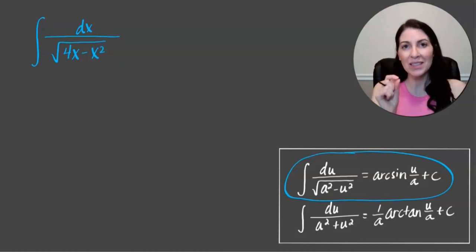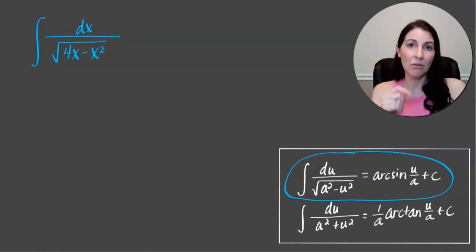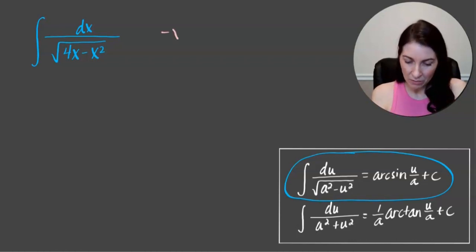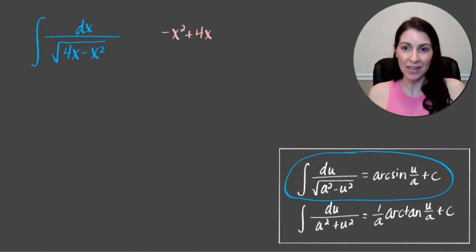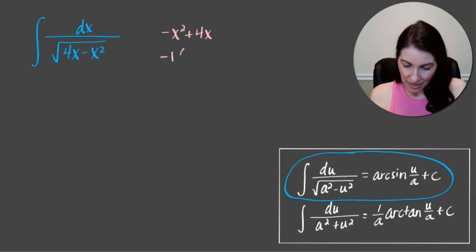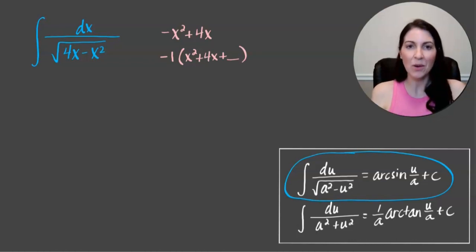I want to complete the square with what is underneath the radical, so the radicand. And what I'm going to do is flip those terms around and write it as negative x squared plus 4x. Now, in order to complete the square, I do need the coefficient of x squared to be a positive 1. So I'm going to factor out the negative 1 and then set it up to complete the square. Once again, I leave a space there to complete the square.